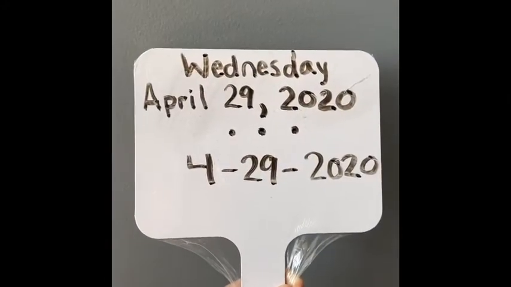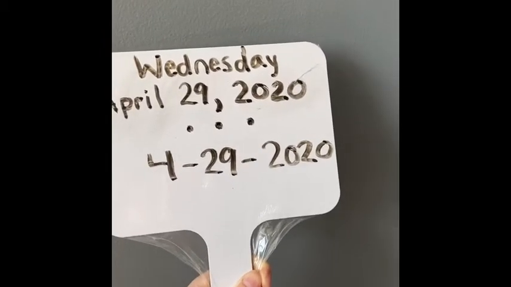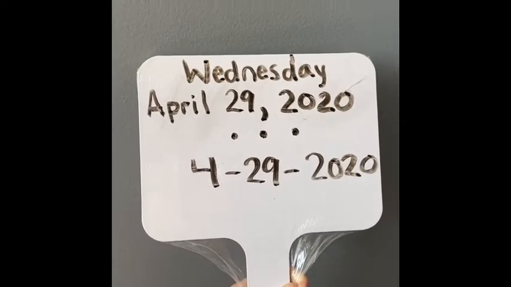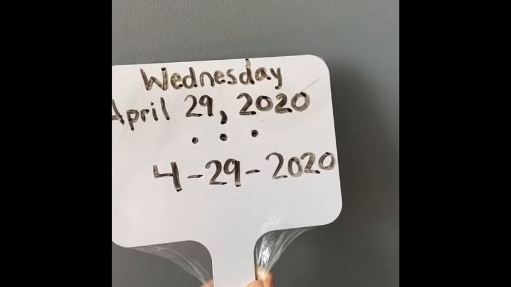So today is Wednesday, April 29th, 2020. We can also write that using just numbers, 4-29-2020.